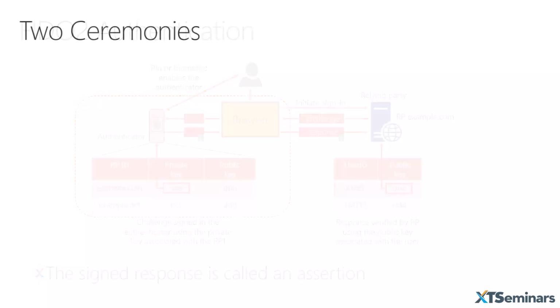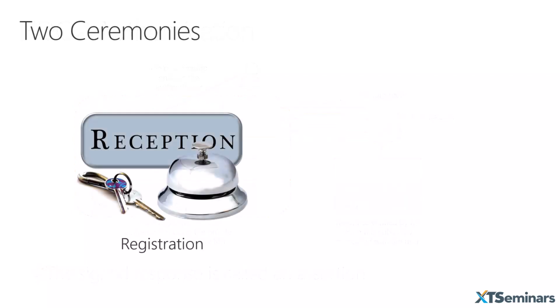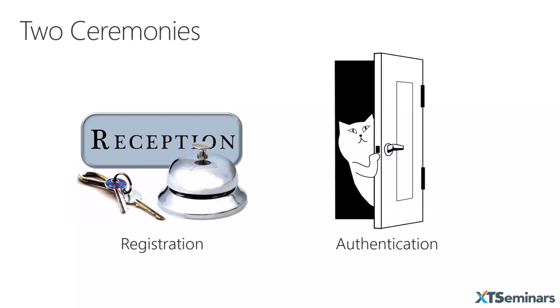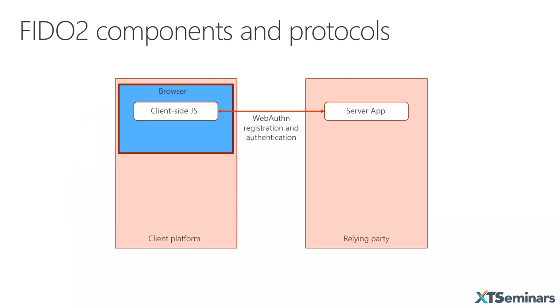So there are two ceremonies. There's a registration ceremony, and during the registration ceremony, the key generates the public-private key pair, and the public part of the key is passed to the relying party. That's the registration ceremony. And then what we have is an authentication ceremony, which is really what we've just seen in action. So, FIDO2 components and protocols.